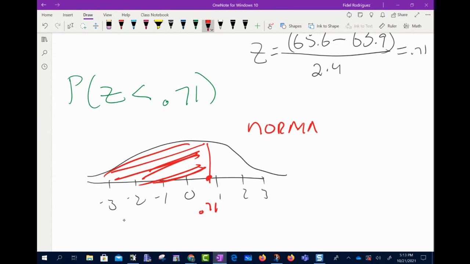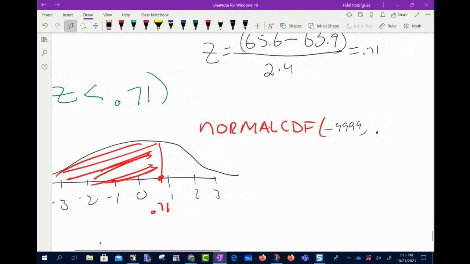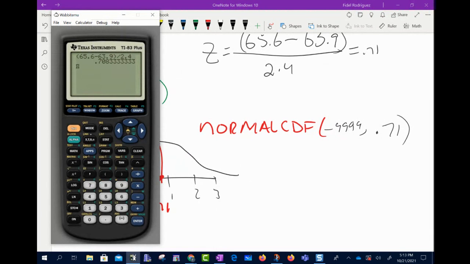Anybody know what my lower and upper limits are going to be? The negative 999, 999. Hey, I could have stayed home, y'all. You already know what to do. Negative 9999 and the 0.71, right? Good. We all got the hang of this already. This is great.